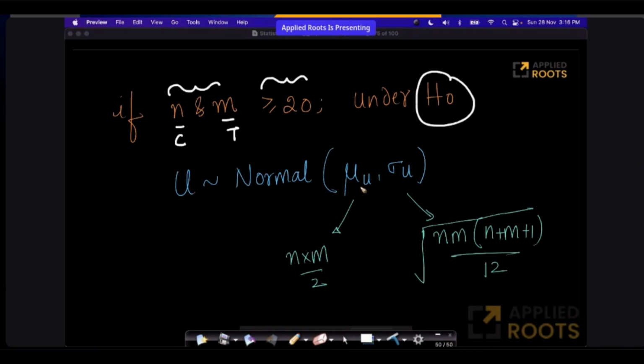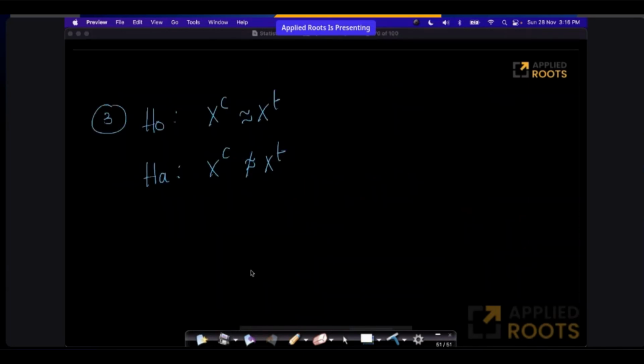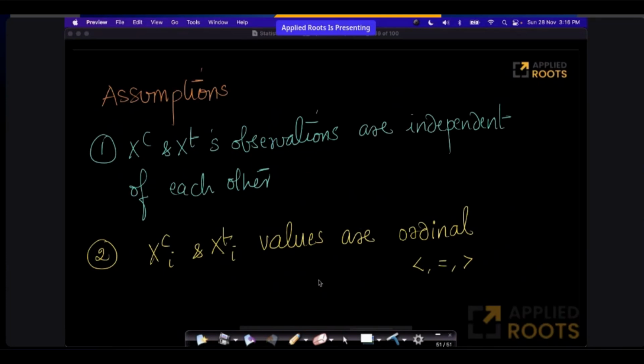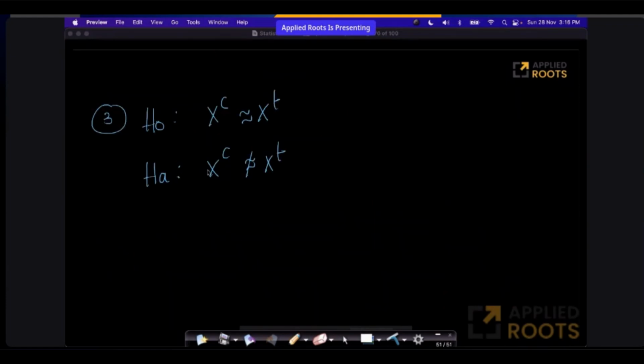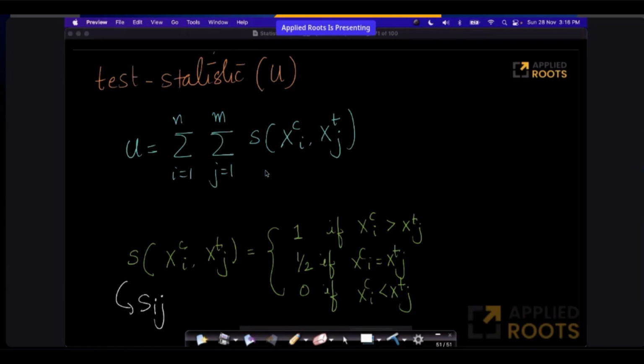This is very important. Remember, till now, what have we done? Let me just quickly recap so that you have everything in context. We said, okay, these are the assumptions under which Mann-Whitney-U will work. And what we did was we said the null hypothesis is the control and treatment are the same. Alternative hypothesis is they're different.